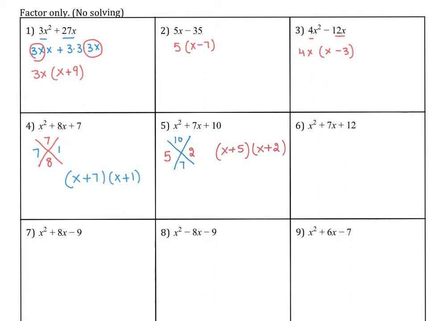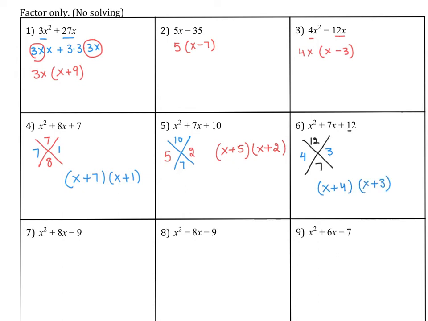For question number 6, again this is a cross method. What goes on the top is the last number, that's C, and on the bottom is 7. You're looking for two numbers. When you multiply you get 12 and when you add you get 7. So 4 times 3. Factors are x plus 4 and x plus 3.